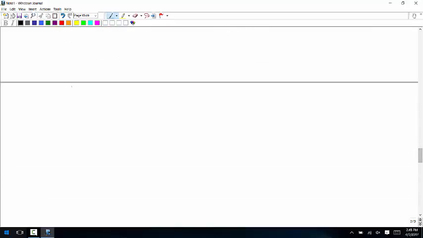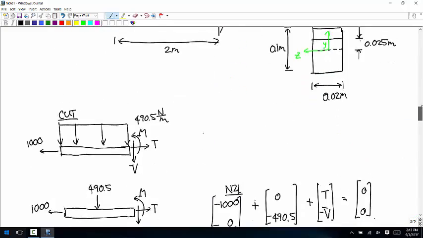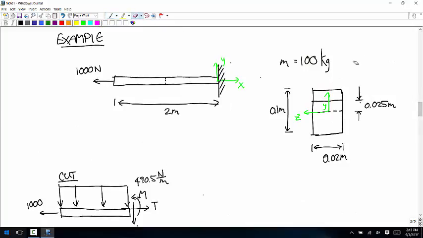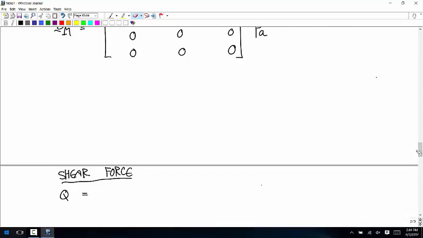And then the last one is due to shear force. We need the Q. So Q is equal to the area above this line. So that's 0.02 times 0.025. What's that? That's 5 times 10 to the minus 4. Yeah. The area, okay, so Q is equal to 5 times 10 to the minus 4. That's the area.